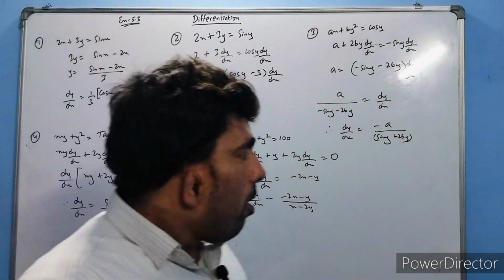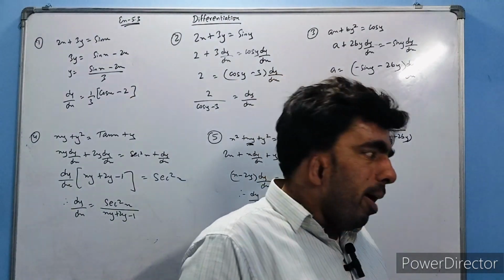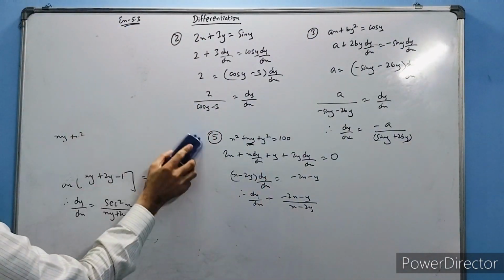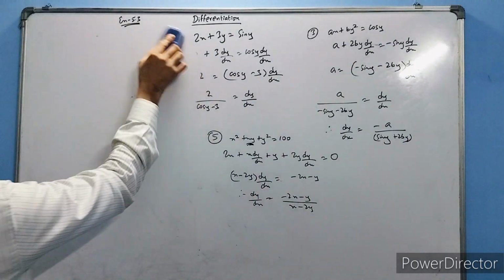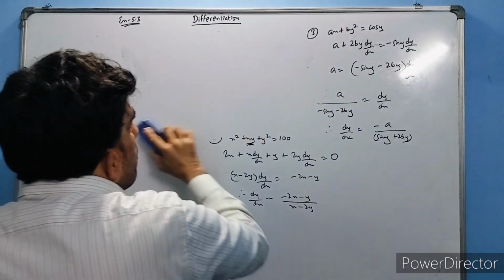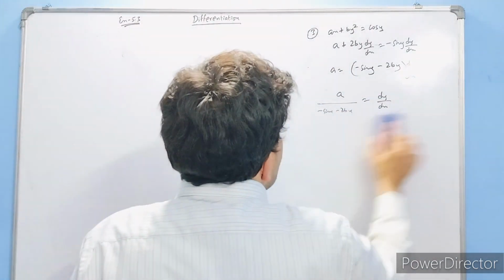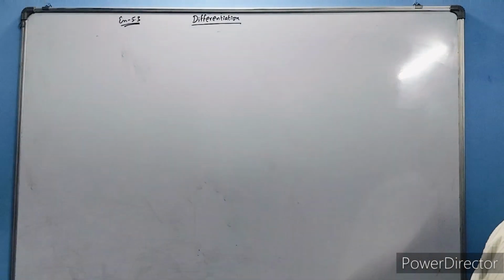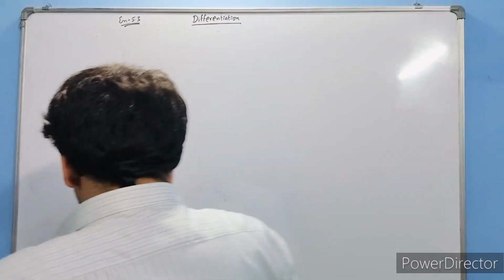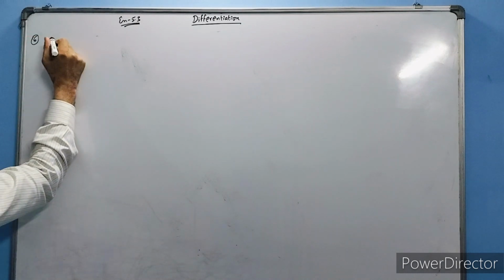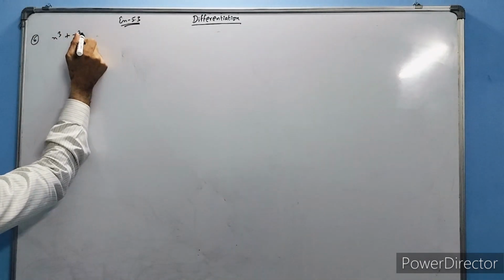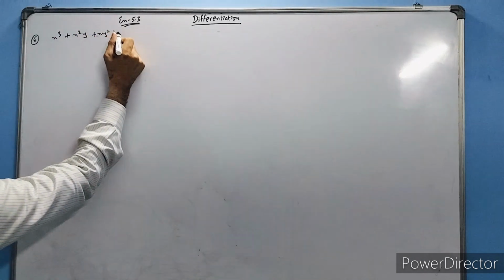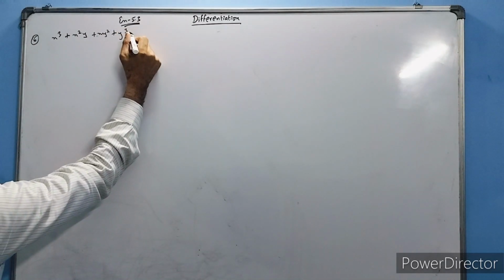Now we'll try to solve the next question. We have just solved only 5. Now we'll try to solve the sixth one. Let us see what the sixth says. We have done 5, so a lot more we need to do. Let's go for it. The sixth question is x cube plus x square y plus xy square plus y cube is equal to 81.